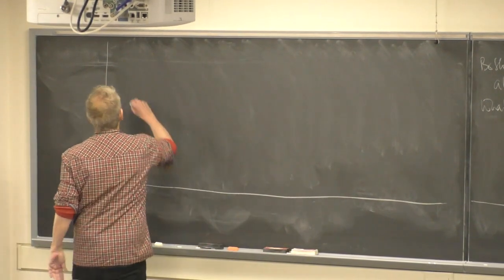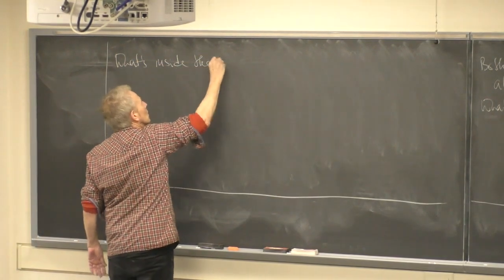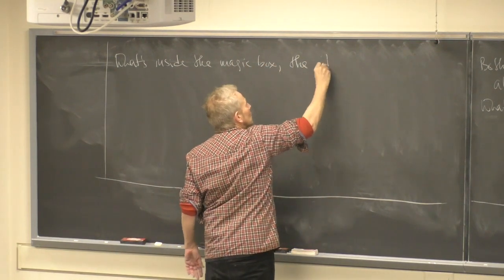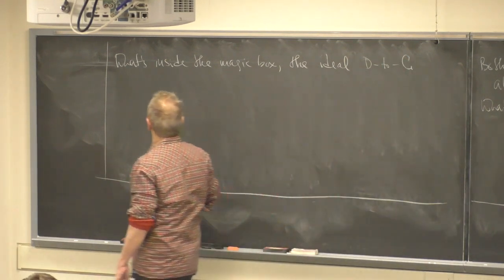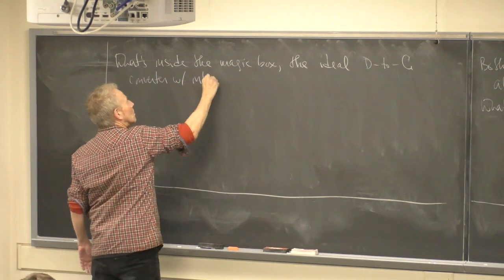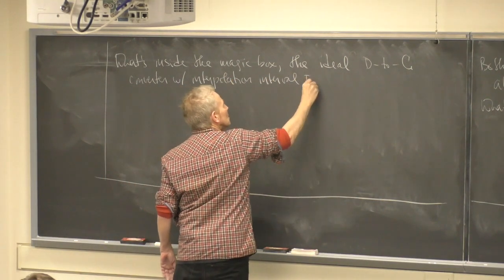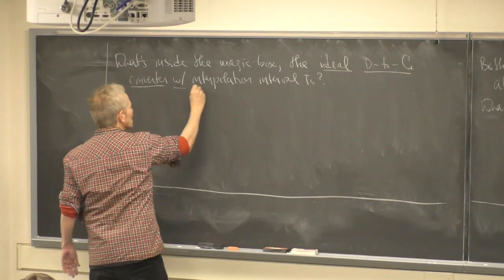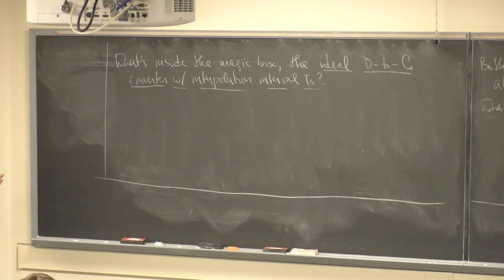So what's inside the magic box? Namely, the ideal D to C converter with interpolation interval T sub S. That's the official name of the magic box. All right, the magic box is an interpolator.